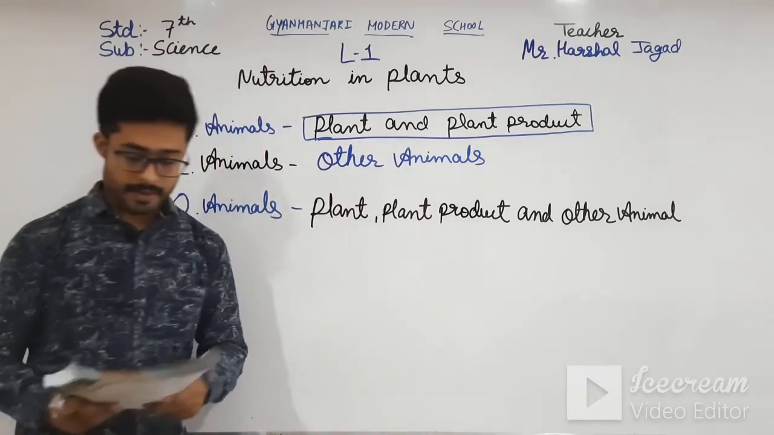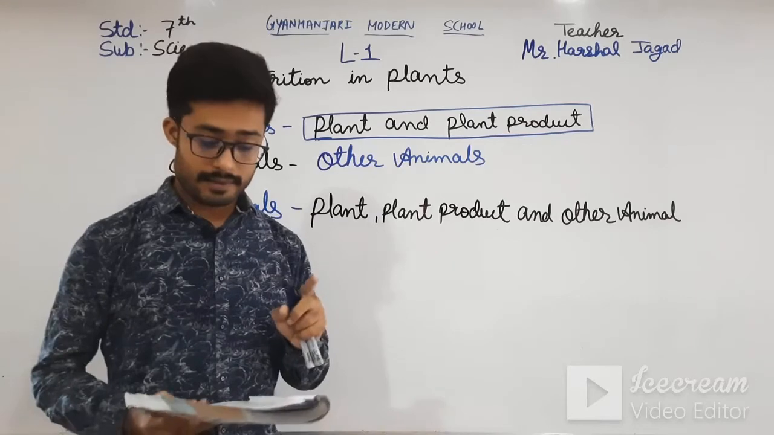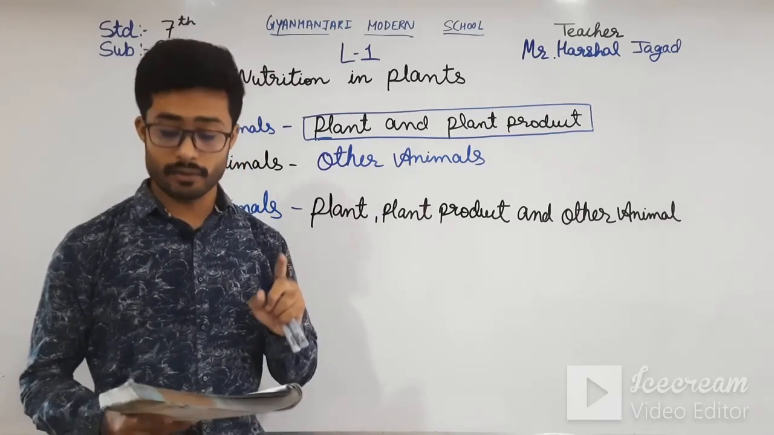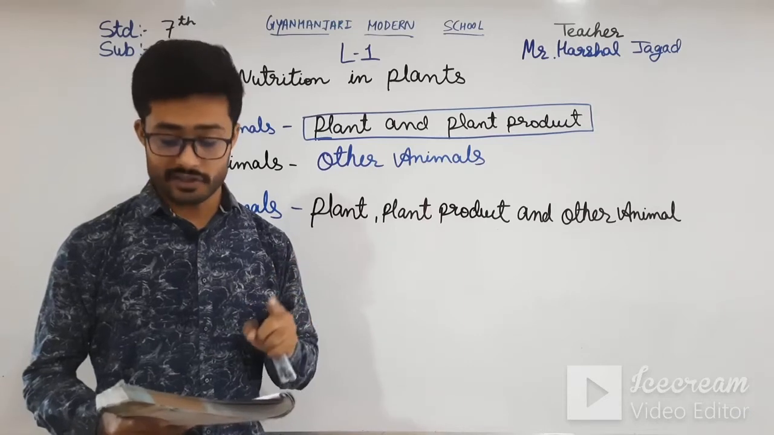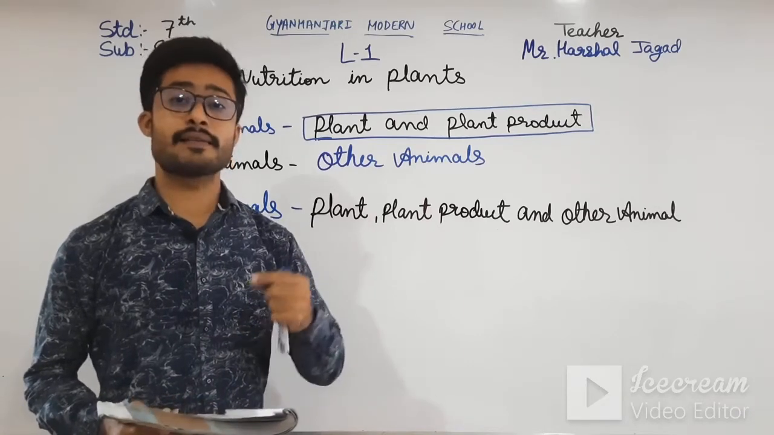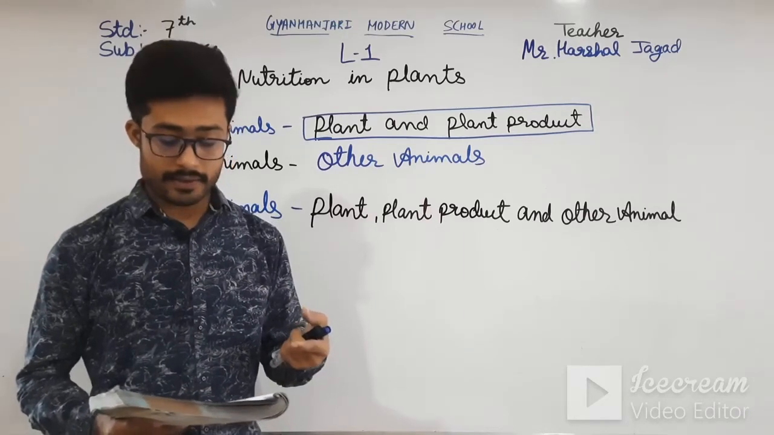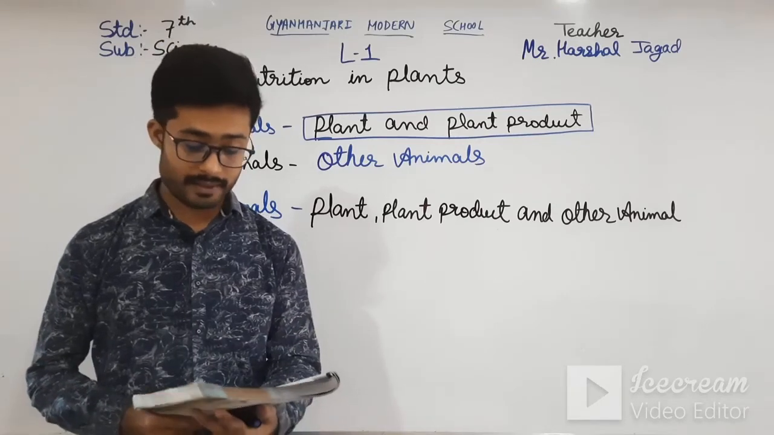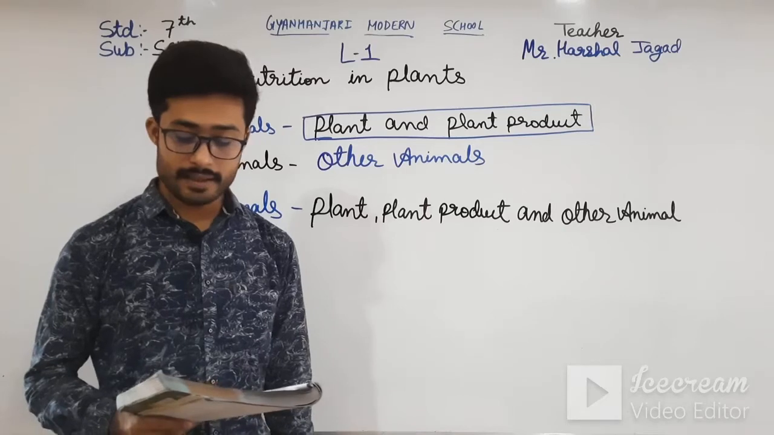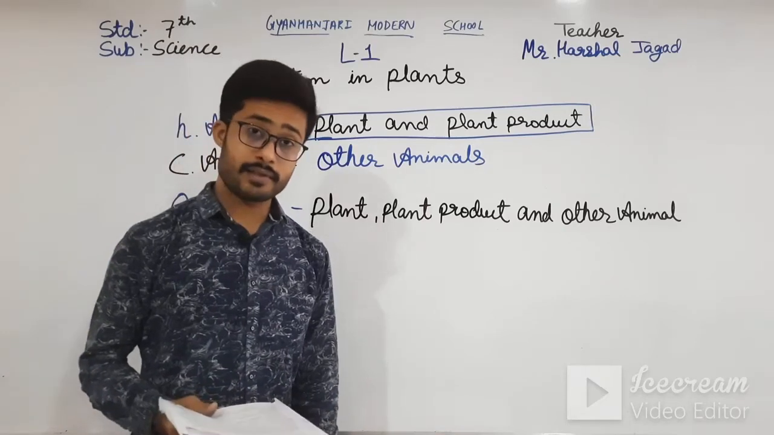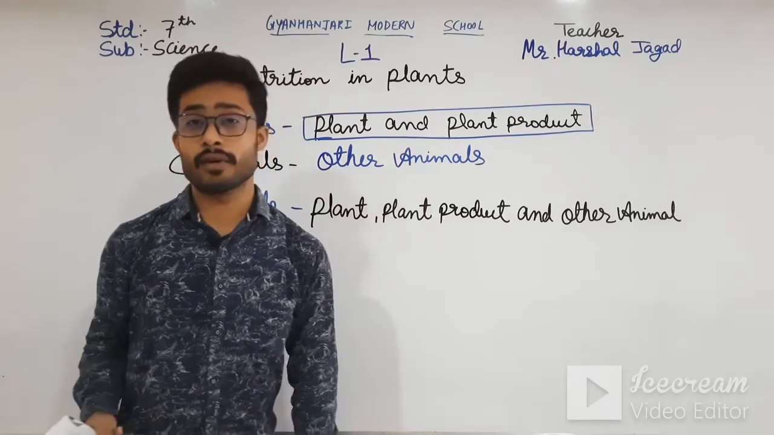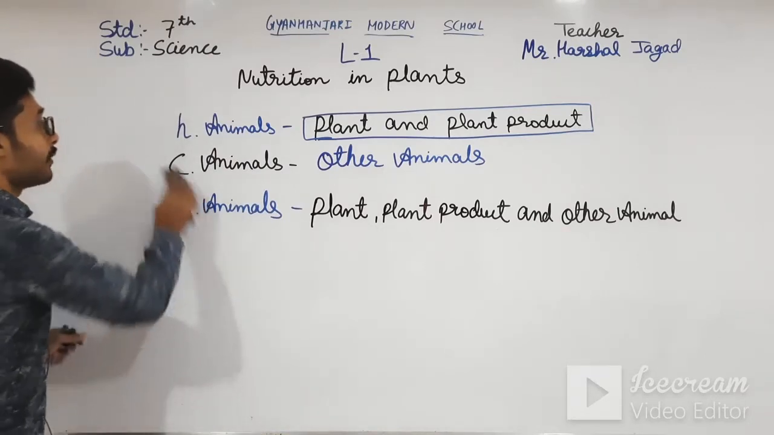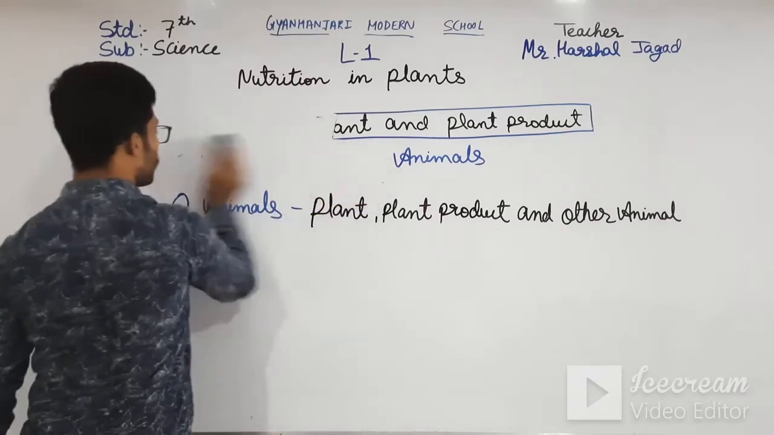See here, the food that we eat is broken down into simpler substances for the growth and repair of body tissues and to release energy. This energy is used to carry out various activities such as breathing, walking, running, playing and studying. Okay students, we need energy. For that, what do we need? We need to eat food.